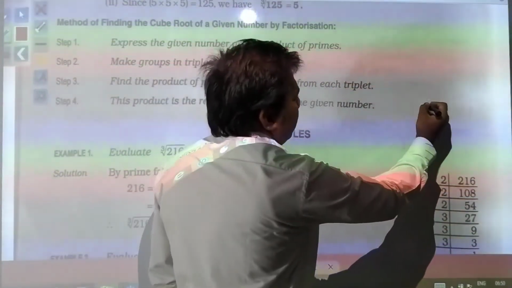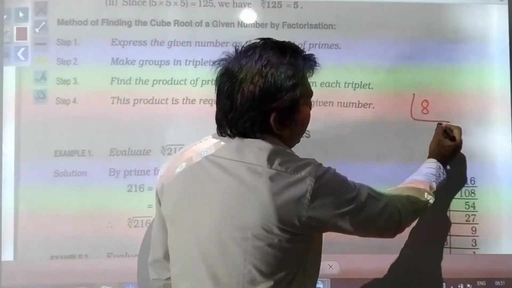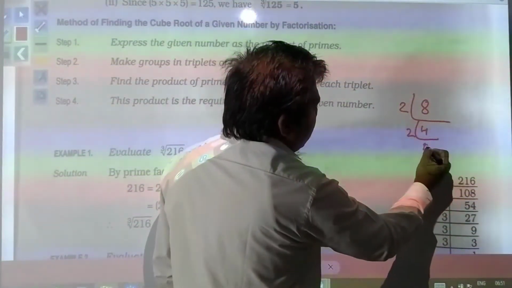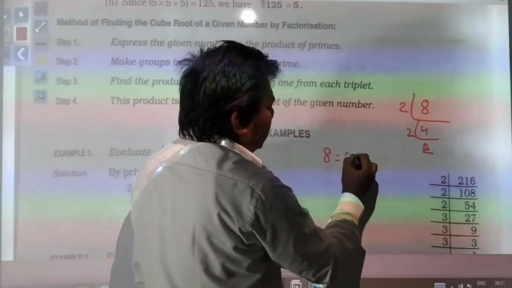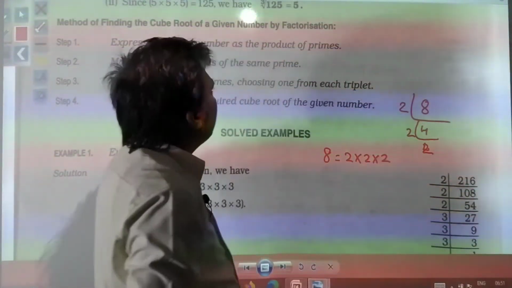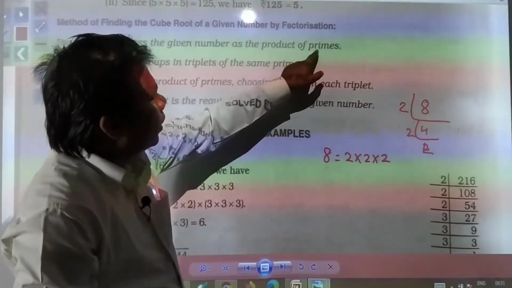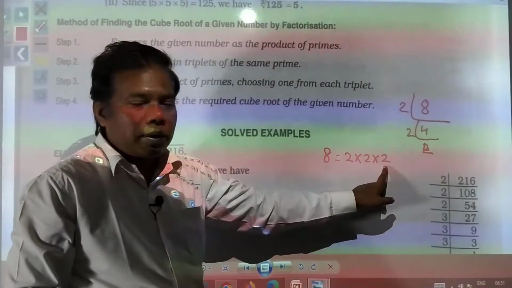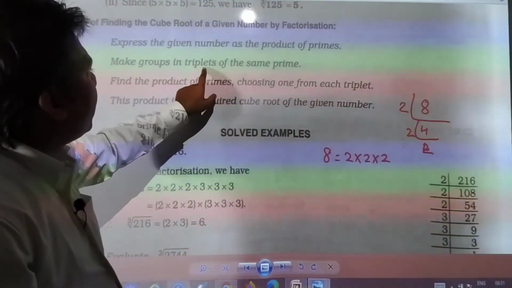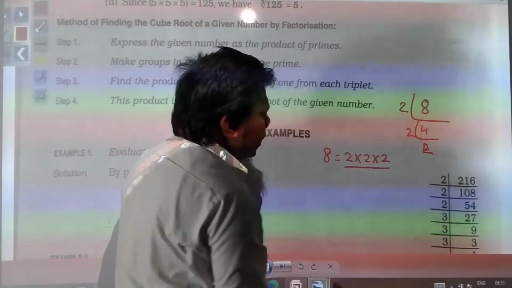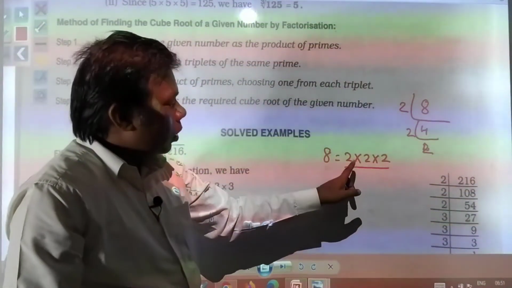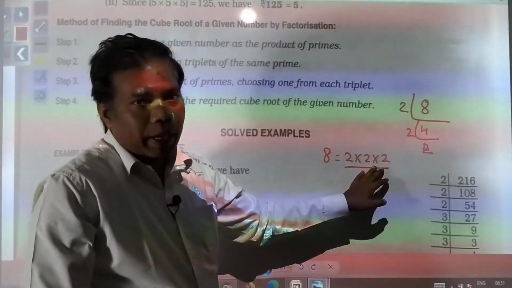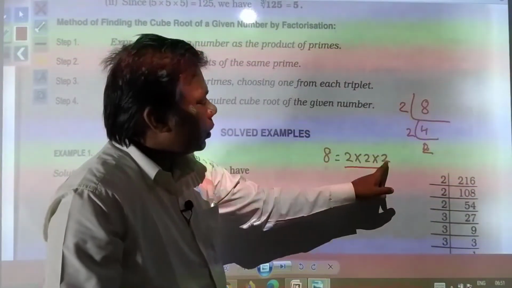Suppose you have the number 8, and you factorize it: 2 fours are 8, and 2 twos are 4. So 8 can be expressed as 2 into 2 into 2. Express the given number as the product of primes; so 8 has been expressed as a product of primes. Next, make groups in triplets of the same prime. A triplet is required to be made of the same primes. So you have the same prime, 2 into 2 into 2.